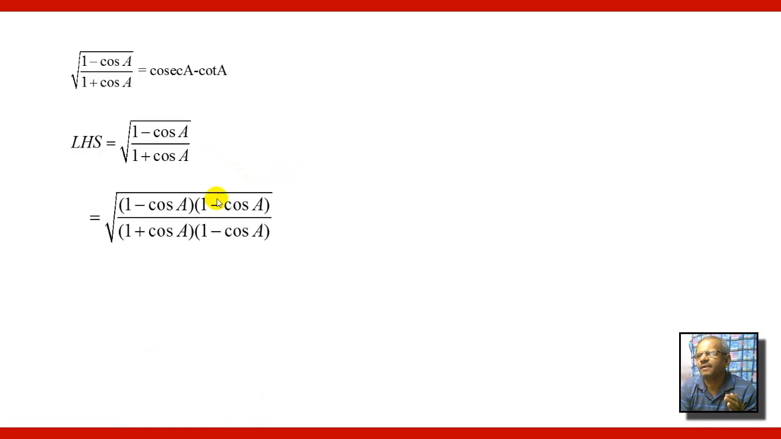Here, multiplying the numerator by 1 minus cos A and the denominator by 1 minus cos A, you will get bracket 1 minus cos A, close the bracket, into another bracket 1 minus cos A, upon 1 plus cos A into another bracket 1 minus cos A, multiplying the numerator as well as the denominator by 1 minus cos A. So here 1 minus cos A into 1 minus cos A will be 1 minus cos A bracket square, upon 1 plus cos A into 1 minus cos A, that is A plus B into A minus B. So A plus B multiplied by A minus B will be A square minus B square, and therefore 1 square minus cos square A.